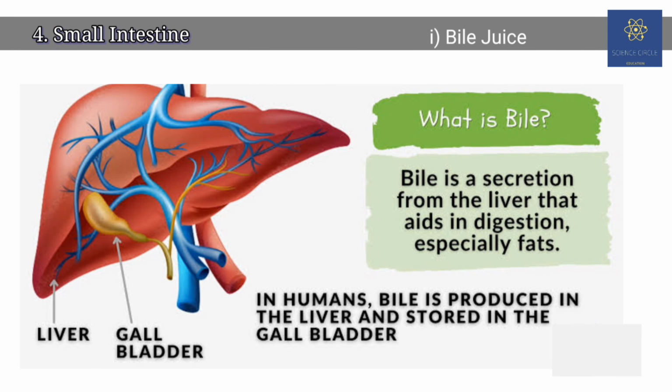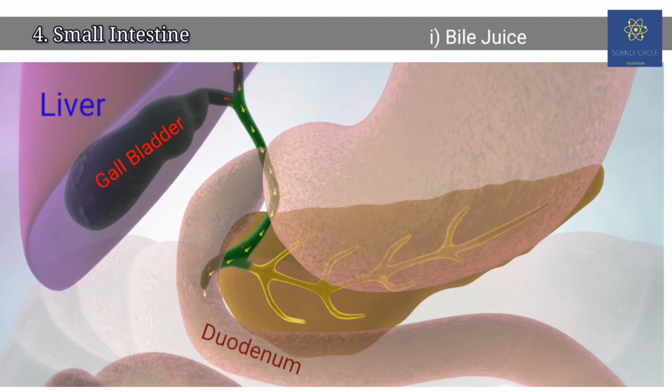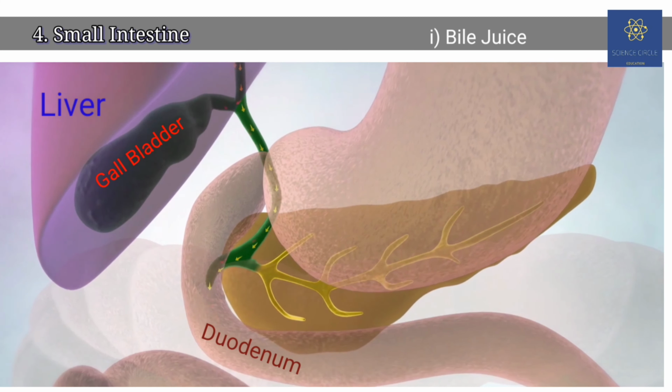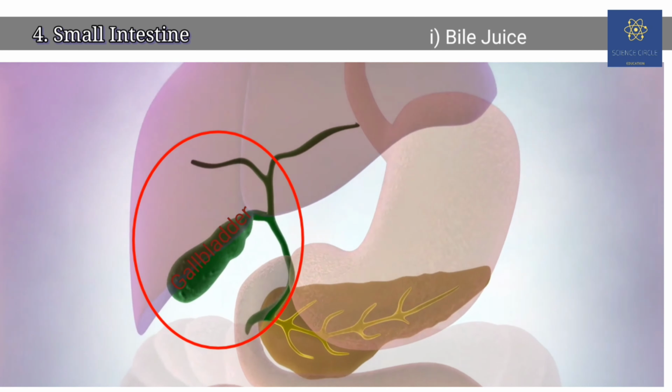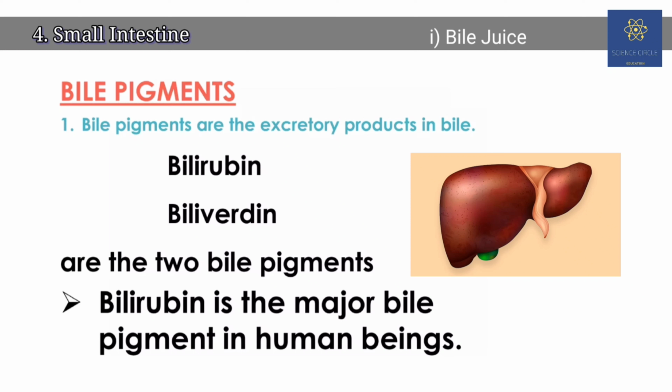What is bile? Bile is a yellowish green and watery fluid produced in the liver. The bile may flow directly into the duodenum or, as it generally happens, gets temporarily stored in the gallbladder. The color of the bile is due to certain pigments like bilirubin and biliverdin.